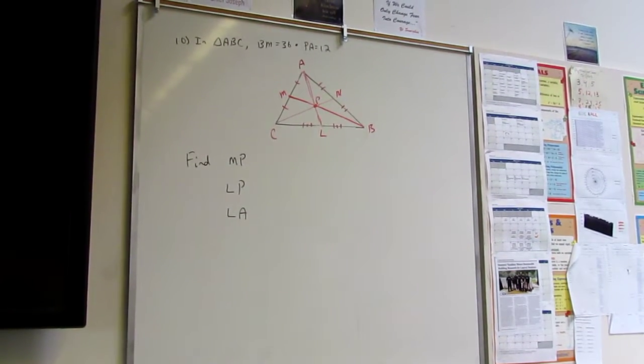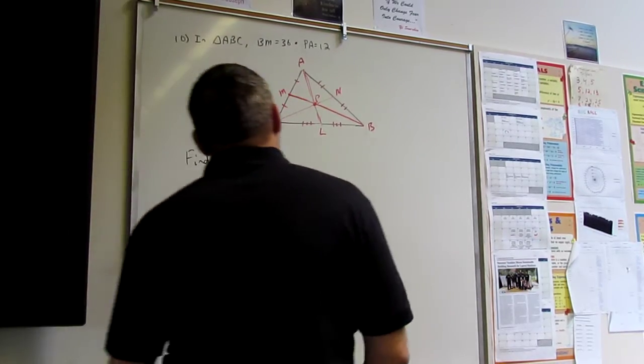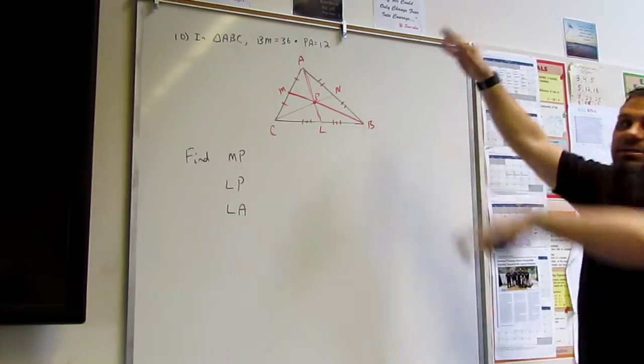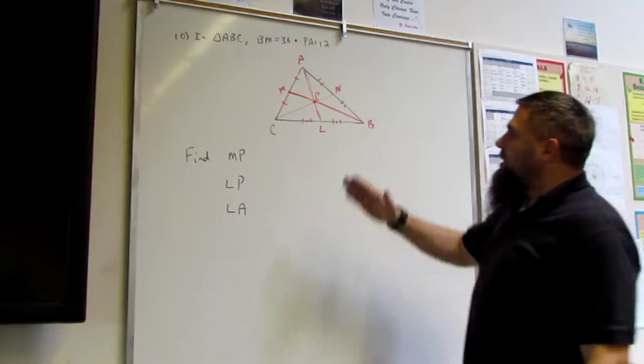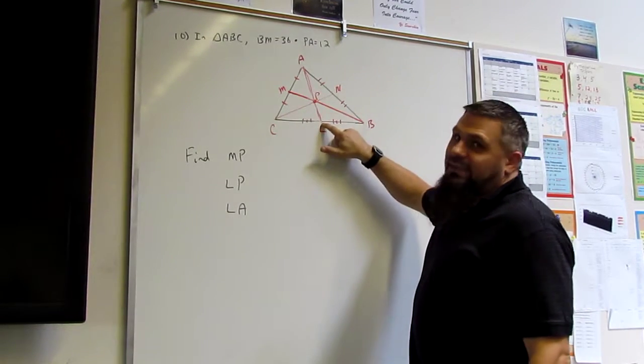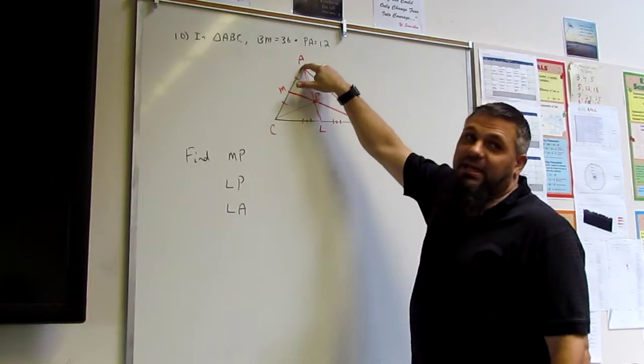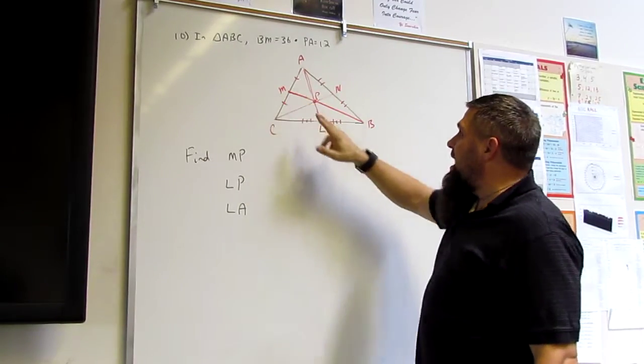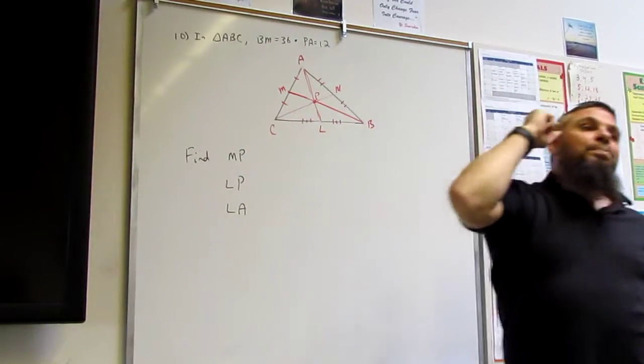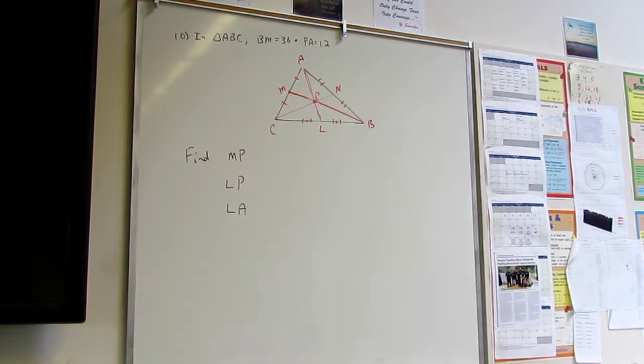There we go. All right. Here it is. We got a centroid. And a centroid is basically when you cut the sides in half and connect it to the vertex. Cut the side in half. So it's a bisector, a segment bisector going to the vertex of the triangle.